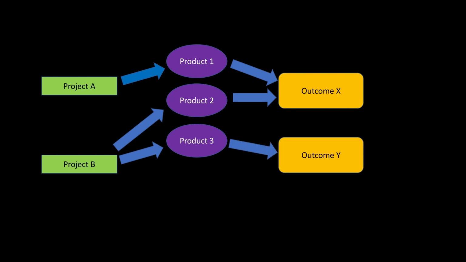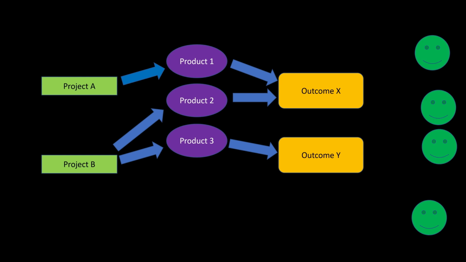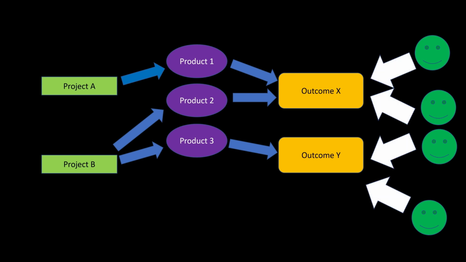So different projects providing different products, but those products, when linked together, we can get combined changes that come from those. So we've got 2 different projects here. We've got 3 different products coming out of it, which lead to 2 different changes, outcomes, and therefore we get our happy smiley faces, our benefits at the end.